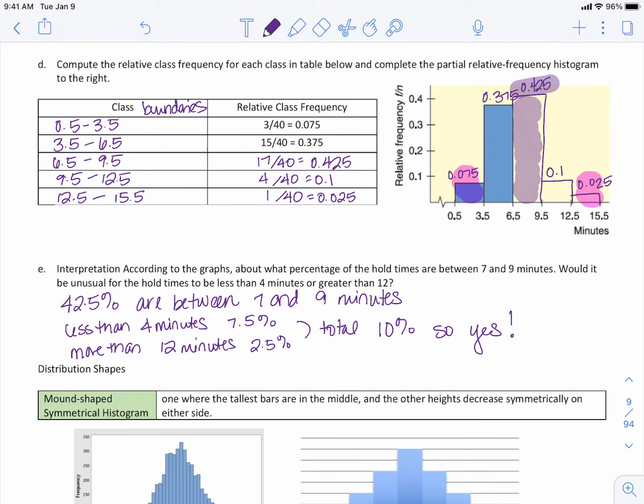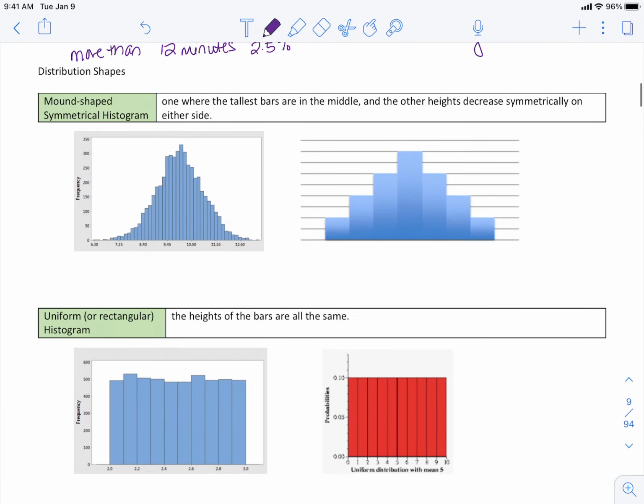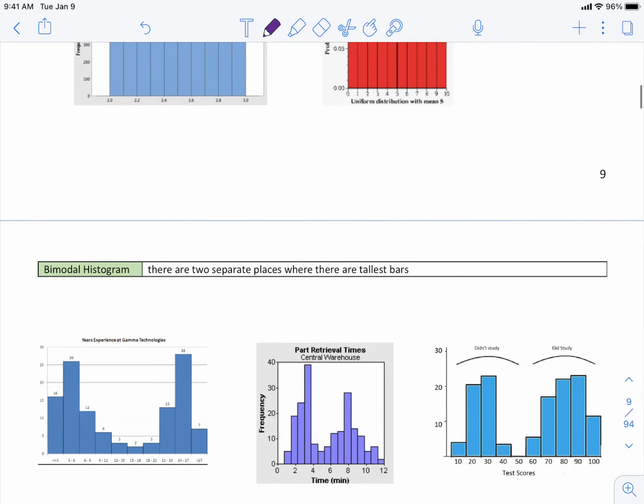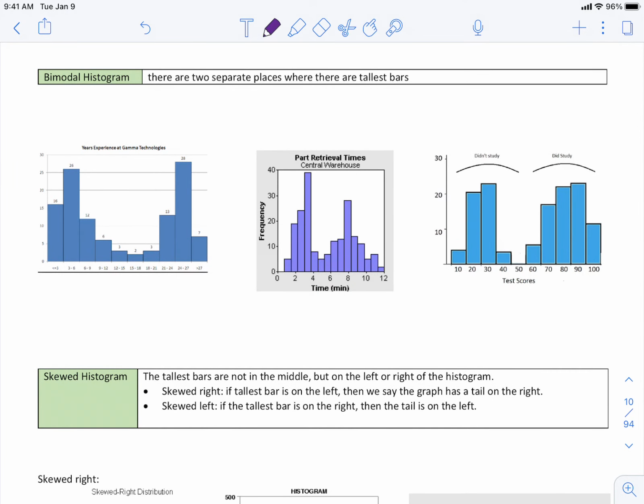Shapes of distributions. So the first shape we're looking at is a mound-shaped symmetric histogram. This is one where the tallest bars are in the middle and the other heights decrease symmetrically on either side. A uniform or rectangular histogram is where the heights of the bars are all the same. We have a bimodal histogram. These are two separate places where there are the tallest bars. So bimodal means there are two modes or two peaks that you will see.